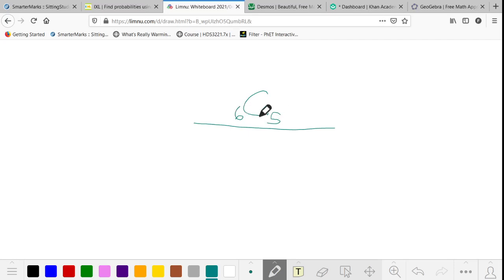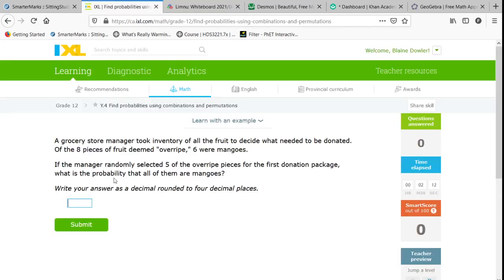So what are the odds of choosing 5 mangoes from the 6? Divided by all possibilities, how many ways are there to choose 5 of the 8? This is the way we solve the problem. So 5 of the 6 fruit chosen are mangoes versus 5 of the 8 available. So this is how many ways there are to choose 5 fruit in the denominator, and the numerator is the number of ways that those are all mangoes. So we have 6C5, and that is divided by 8C5. To 4 decimal places, that is 0.1071.